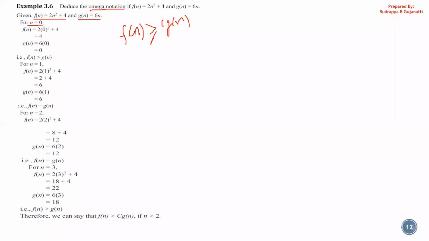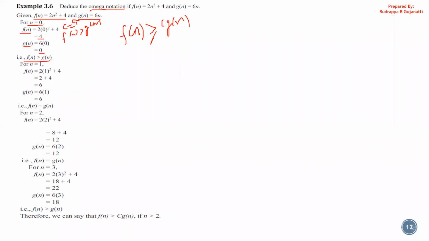So in which you substitute n is equal to 0. When you substitute n is equal to 0, f of n is 4 and g of n is 0. So in this case, what is happening? We are satisfying the condition that f of n is greater than g of n when we consider c is equal to 1. But let us see whether it satisfies for the next values also. Directly, we will not settle for this possible value. We will try to see whether other possible values are there.